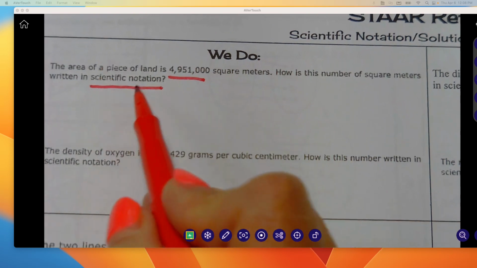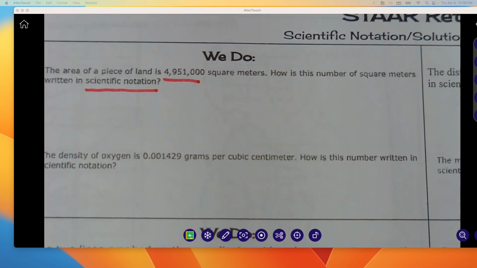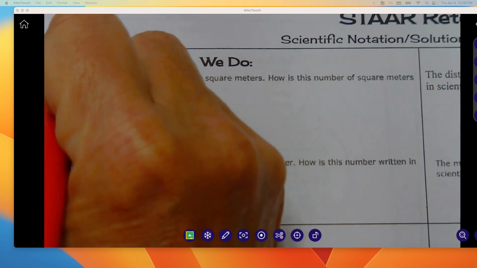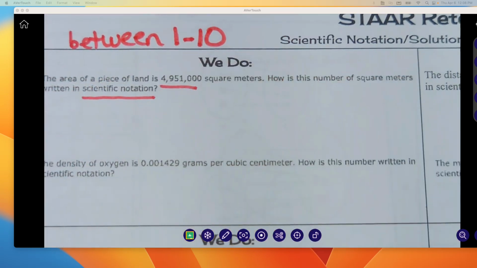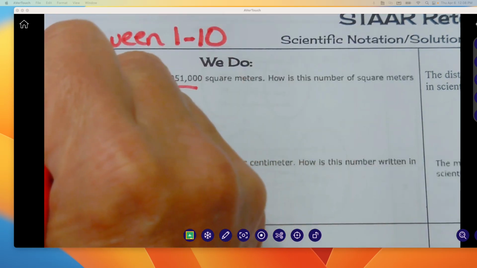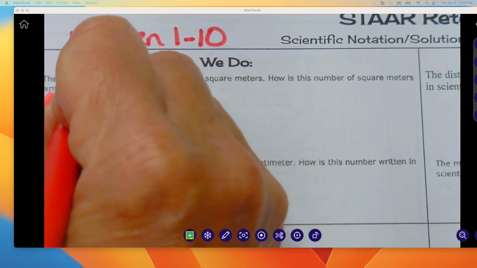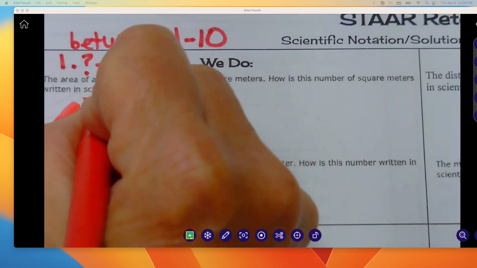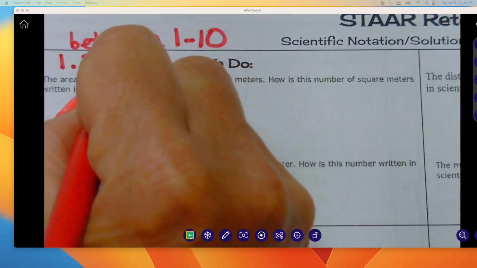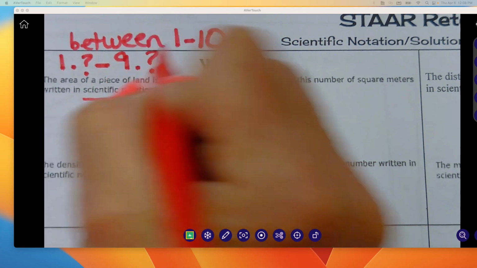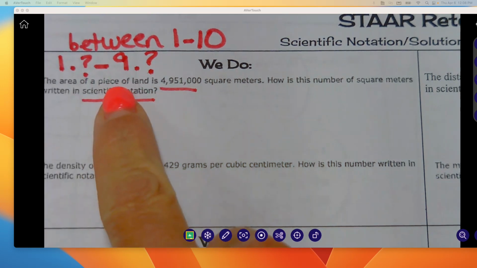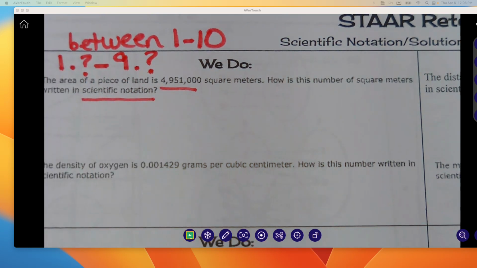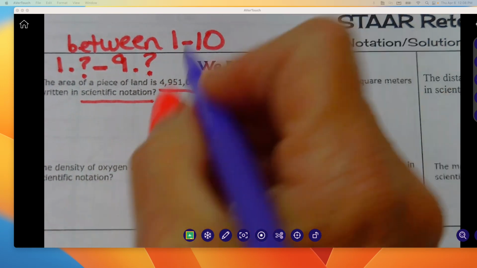Okay, remember with scientific notation, our base number or that first number has to be between 1 and 10, which means it's going to be 1 point something. Okay, and it's not going to be 10, it's going to be 9 point something. So that number in front of the decimal point, guys, it's only going to be one number, anywhere from 1 to 9. Okay, so the first step is you're going to carefully write the number.